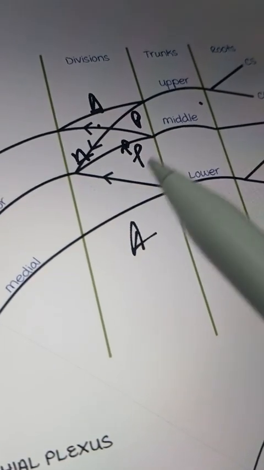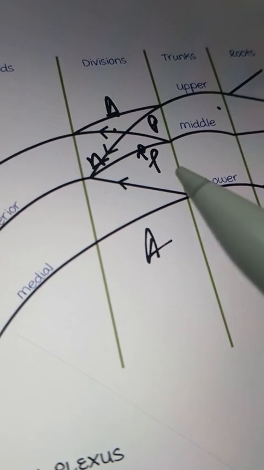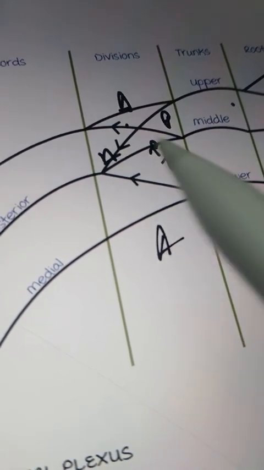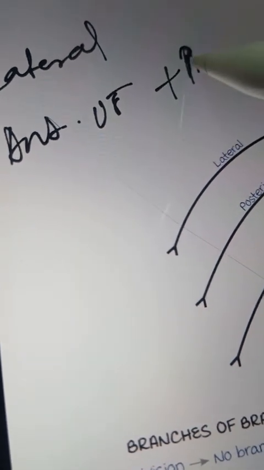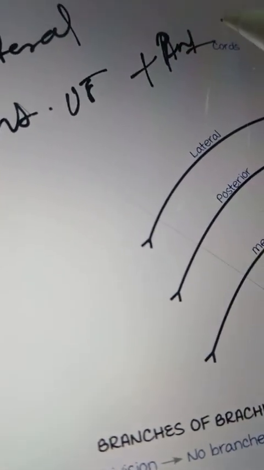As you can see, the anterior division of the upper trunk and the anterior division of the middle trunk, both of them form the lateral cord. So we can see here that the lateral cord is formed by the anterior division of the upper trunk plus the anterior division of the middle trunk.